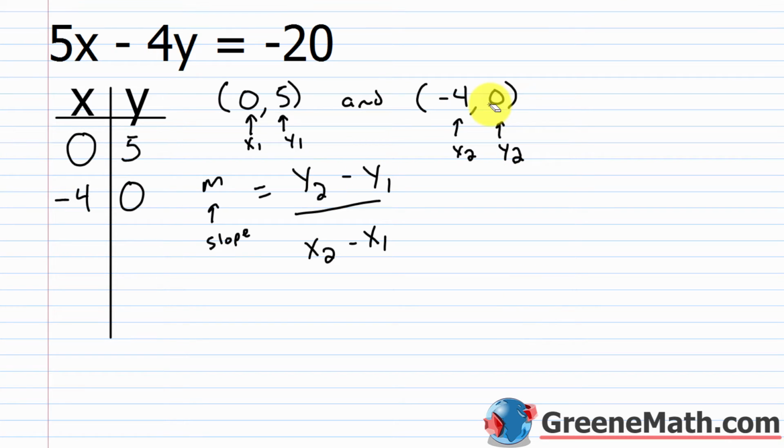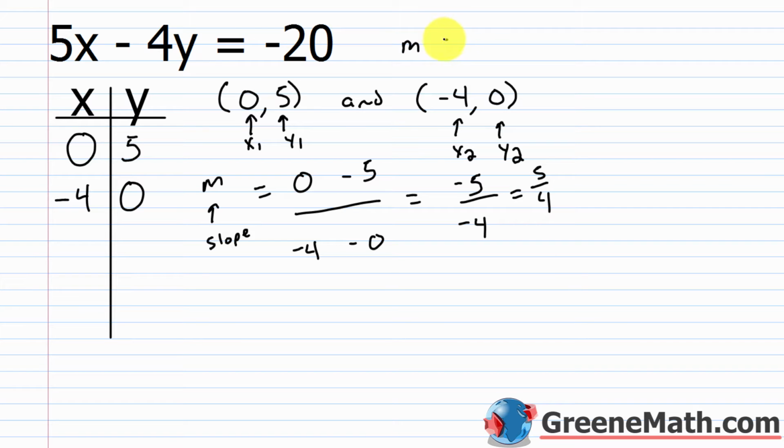So for y sub 2, I have a 0, so plug that in. For y sub 1, I have a 5, so plug that in. For x sub 2, I have a negative 4, so plug that in. And for x sub 1, I have a 0, so plug that in. So 0 minus 5 is negative 5 over negative 4 minus 0, which is negative 4. So you get negative 5 over negative 4, which is 5/4. So that is your slope. And let's write that right here, that m equals 5/4.